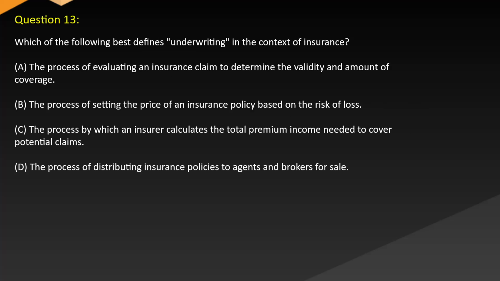Question 13. Which of the following best defines underwriting in the context of insurance? A. The process of evaluating an insurance claim to determine the validity and amount of coverage. B. The process of setting the price of an insurance policy based on the risk of loss. C. The process by which an insurer calculates the total premium income needed to cover potential claims. D. The process of distributing insurance policies to agents and brokers for sale.